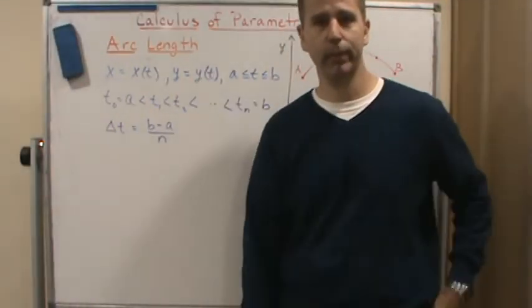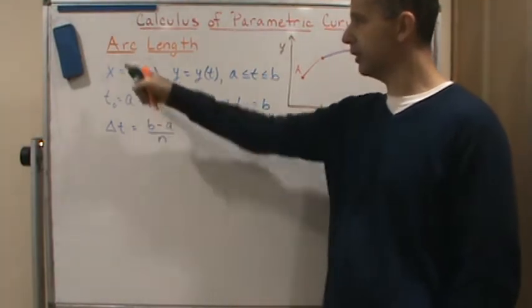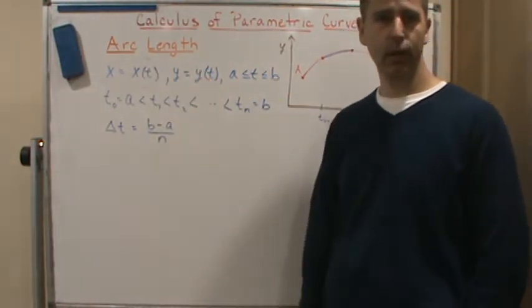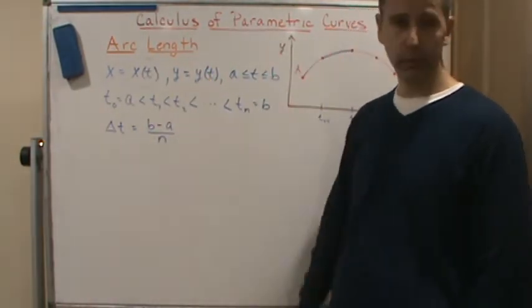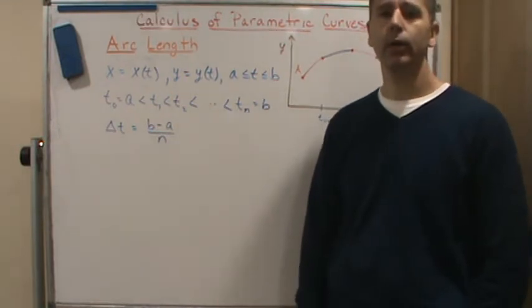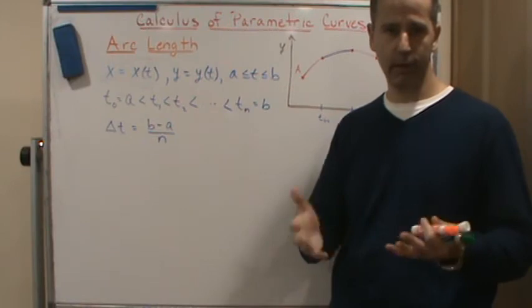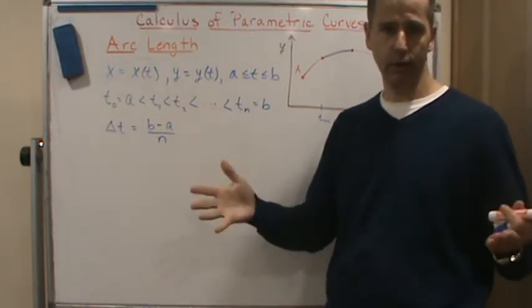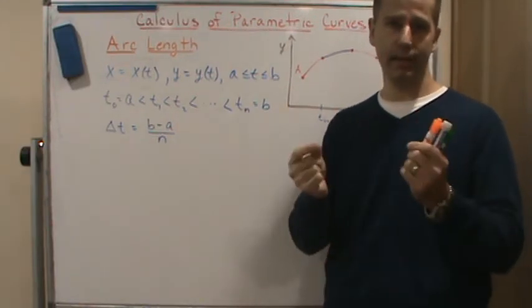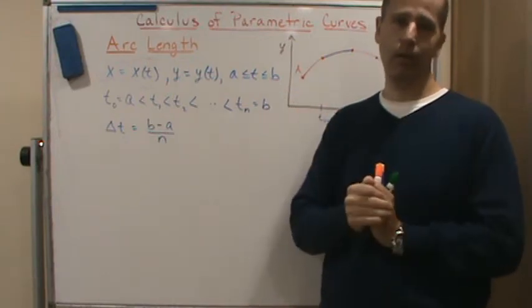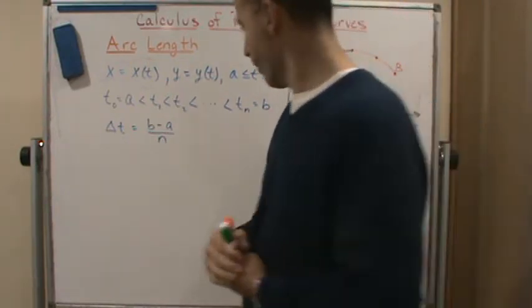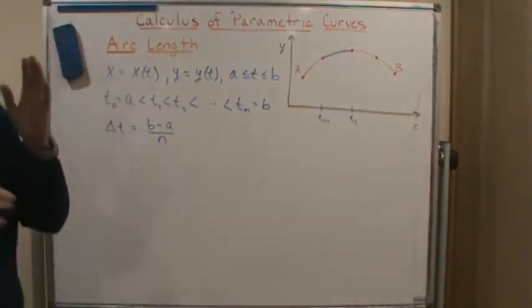Okay, so welcome back, and today we're going to talk about arc length as it regards to parametric curves. Just like before when we were dealing with regular functions, we had a formula for arc length, to find the arc length of a curve, and we started with these secant lines, these line segments. So we're going to do the same thing. Let's set it up.